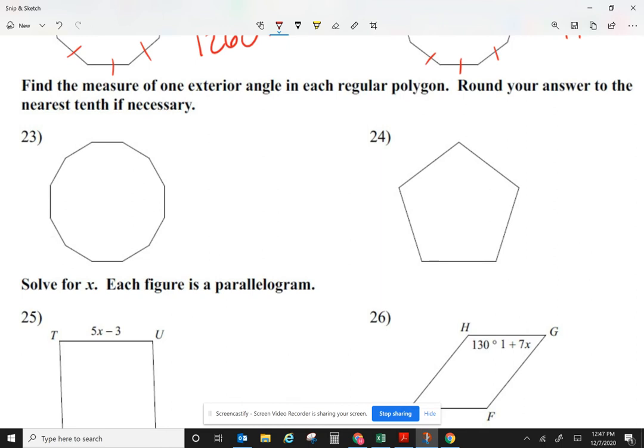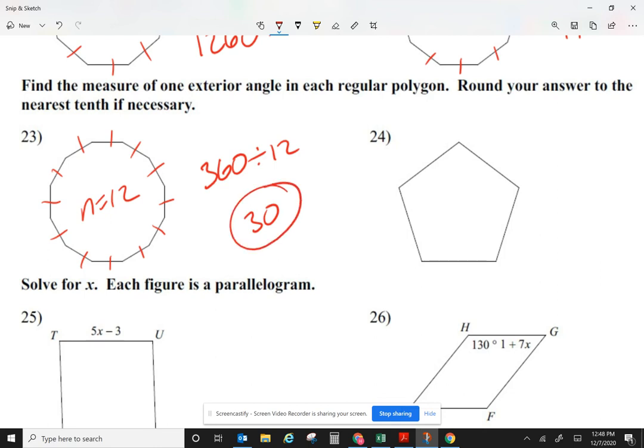So for number 23, let me find out how many sides I have. I have 1, 2, 3, 4, 5, 6, 7, 8, 9, 10, 11, 12. There are 12 sides. Now, I know all of them add up to 360. Let me divide it by 12 because I have 12 of them. 360 divided by 12 is 30. So each angle on the outside is 30.